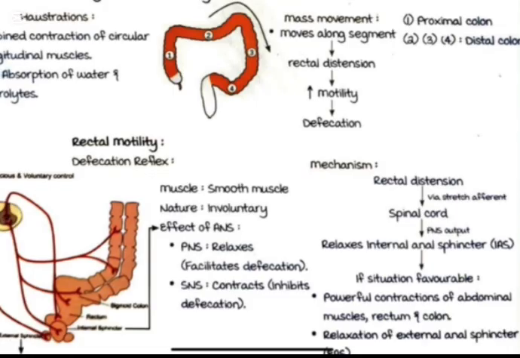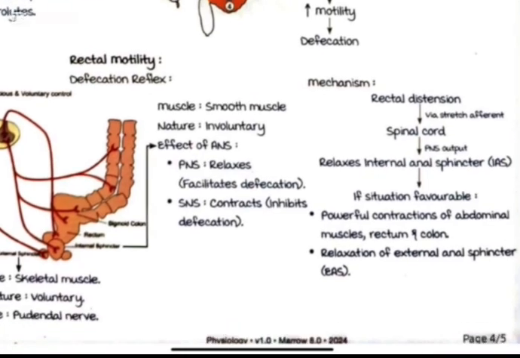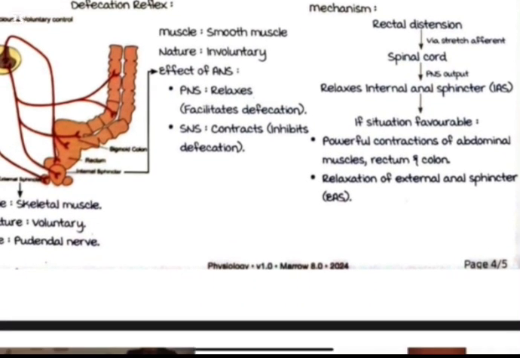Large intestinal motility is by haustrations, combined contraction of circular and longitudinal muscle, absorption of water and electrolytes. Mass movements move along segments, rectal distension, increased motility, defecation. Number one is proximal colon, two, three, four are distal colon. Rectal motility, defecation reflex.